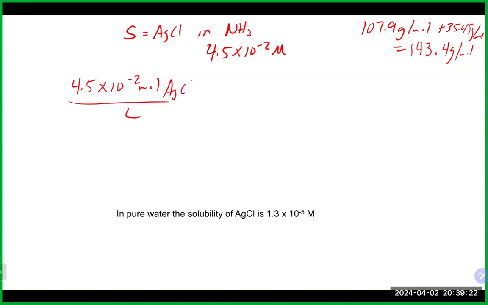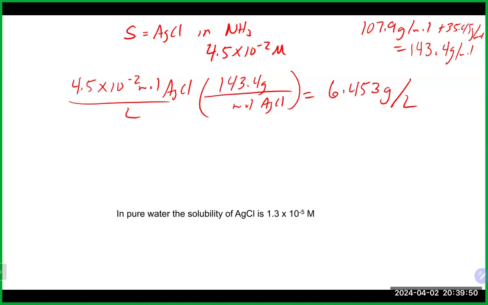of silver chloride, times the molar mass of silver chloride from the periodic table, that gives me a solubility of silver chloride in ammonia of approximately 6.453 grams per liter of silver chloride in ammonia.